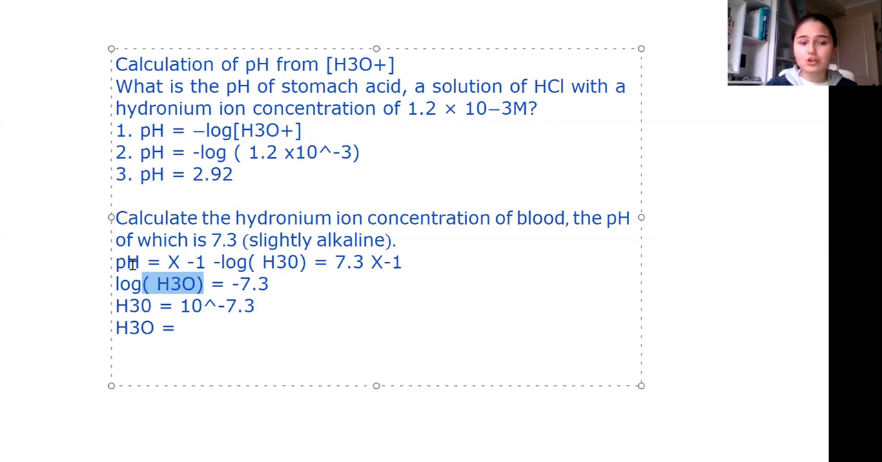As you know, in maths, what you do to the left side, you have to do to the right side. So you're going to do 10 to the power of log H3O, and you have to do 10 to the power of negative 7.3. So this 10 to the power of log, you get rid of it. In the next line, you just get H3O, the concentration on its own, which is 10 to the power of negative 7.3, which gives you the concentration.